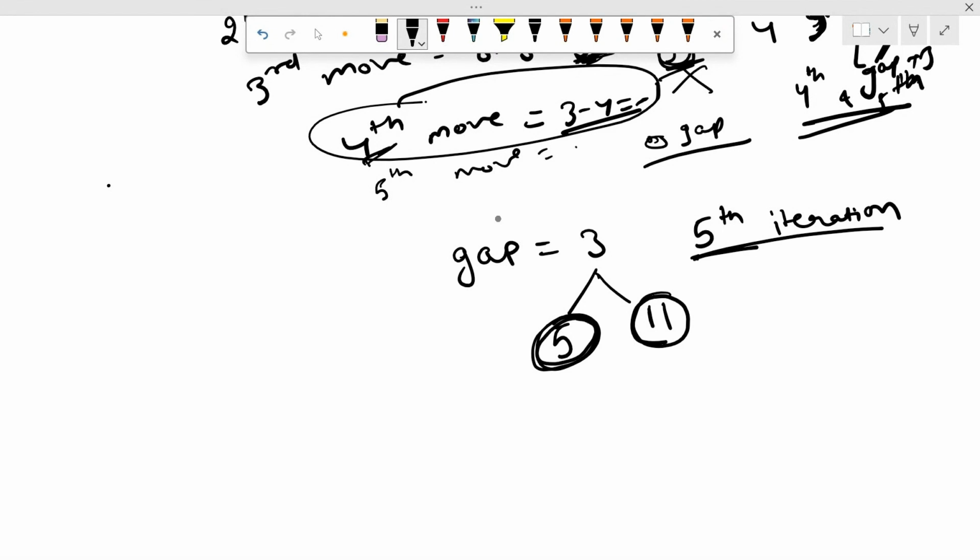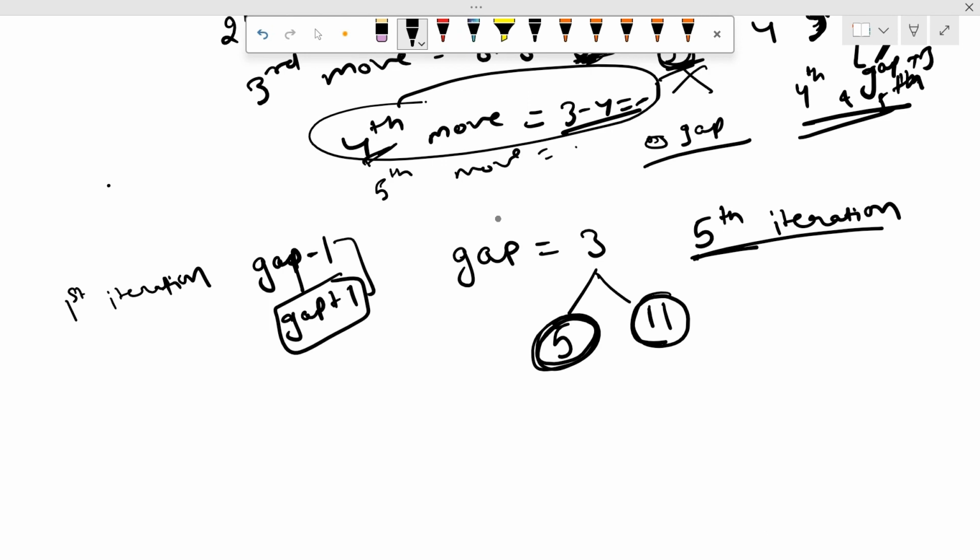So try to make it 5. What can we do in our first iteration? What we did was gap minus 1. If we did gap plus 1, our overall gap is increased by 2, so we can increase it by 2, and here we got 5, and we can reduce it in the fifth iteration.